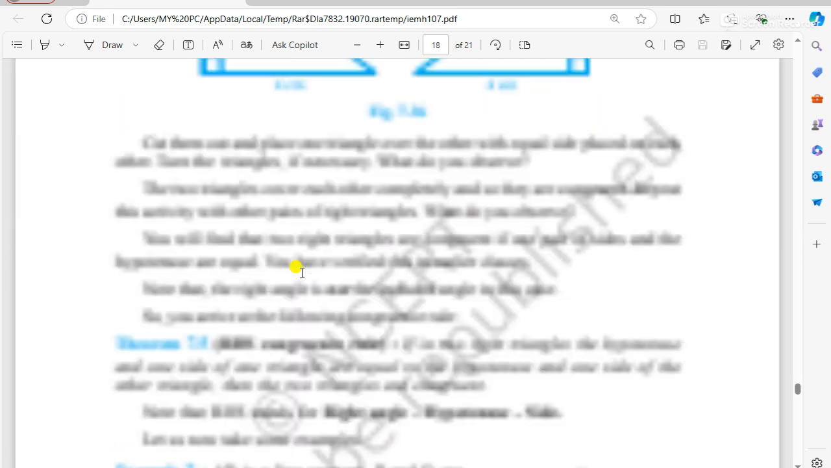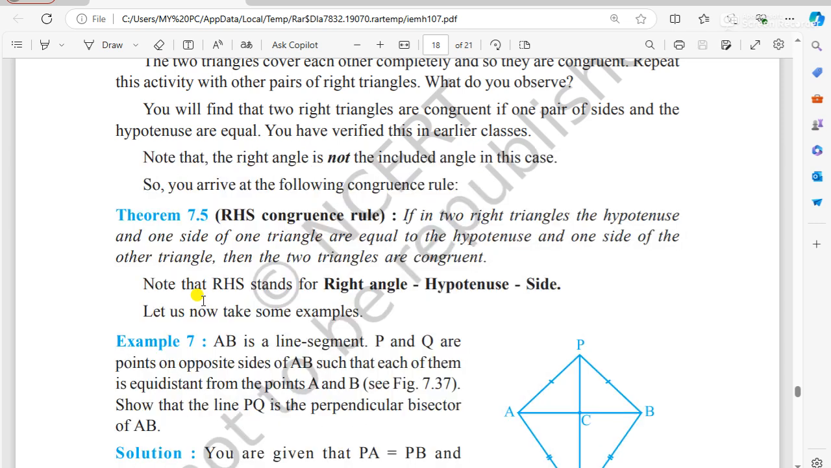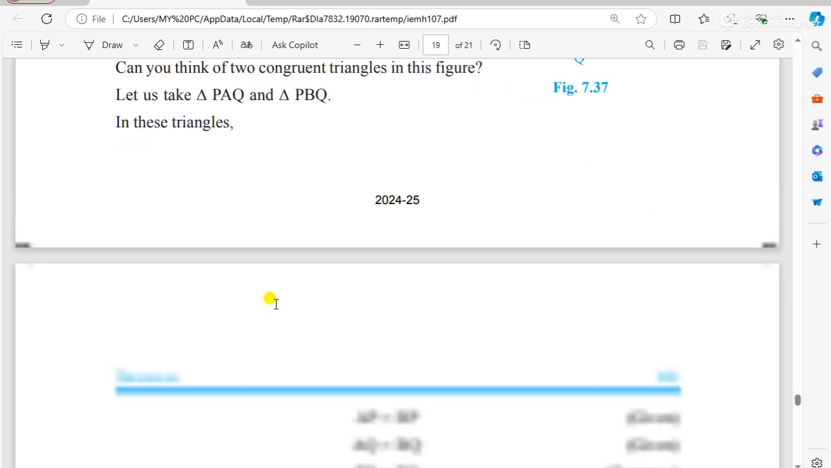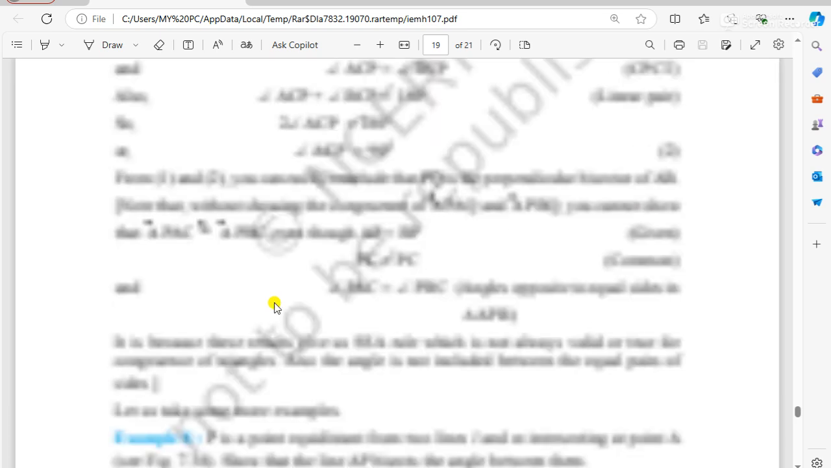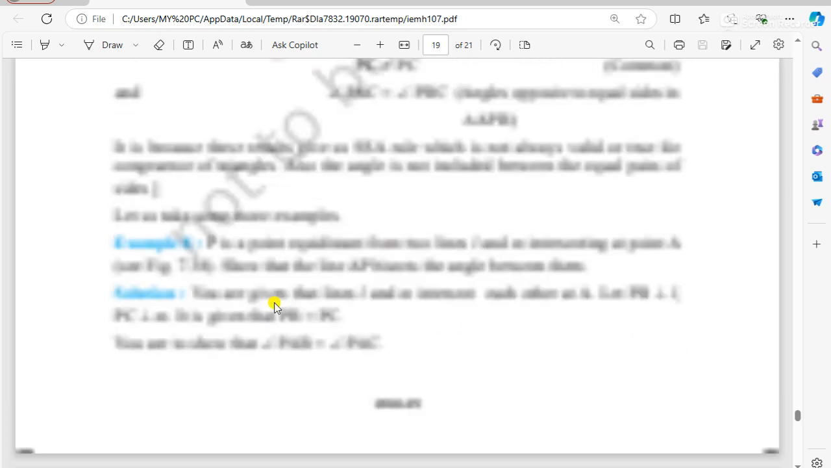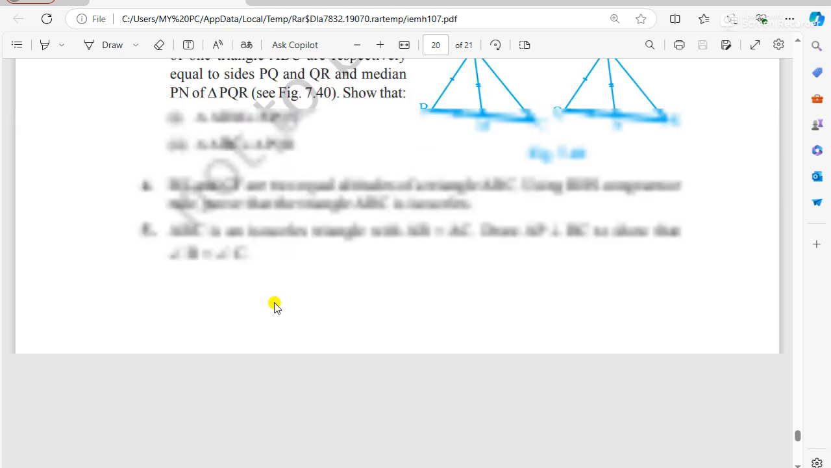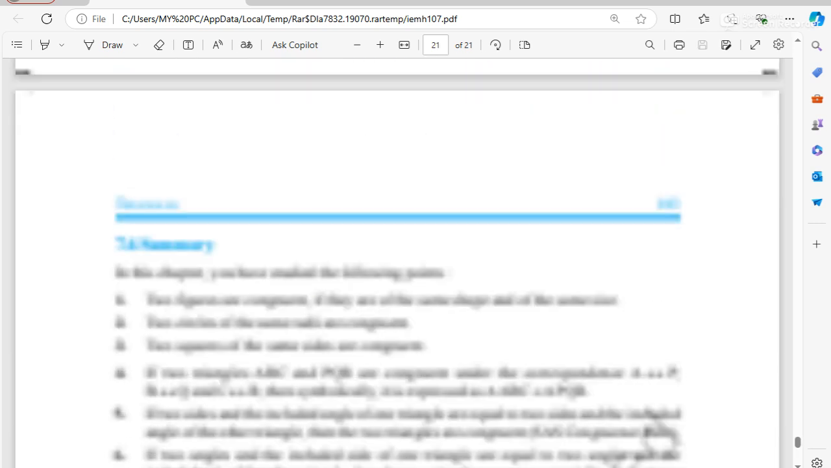Now the next one is this one. What we have already discussed about it, right hypotenuse side congruent rule. If in two right triangles the hypotenuse and one side of one triangle are equal to the hypotenuse and one side of the other triangle, then the two triangles are congruent. We already discussed all this. Now we'll recall what theorems we have read, right? Here you can see this is 7.4, 7.3. We will solve all the questions of this chapter one by one.